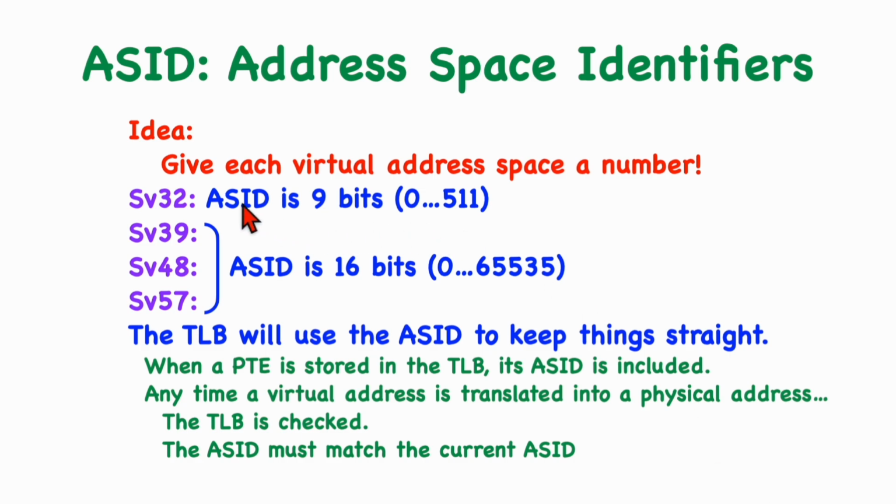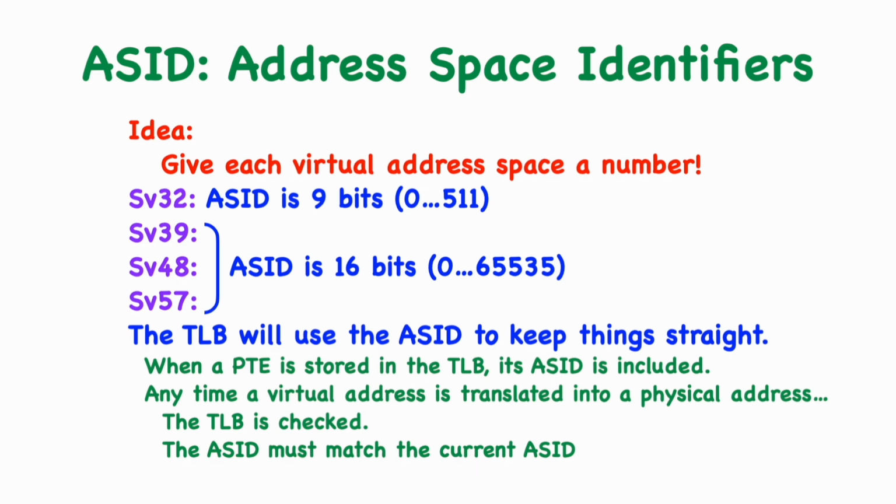The idea is to assign each virtual address space a unique number. So the address spaces are numbered 0, 1, 2, 3, and so on. And this is called the address space identifier, or ASID for short. For 32-bit machines, RISC-V uses a 9-bit address space identifier, and for 64-bit machines, RISC-V uses a 16-bit address space identifier. 9 bits will accommodate up to 512 different address spaces at the same time, and 16 bits will accommodate up to 64K address spaces.